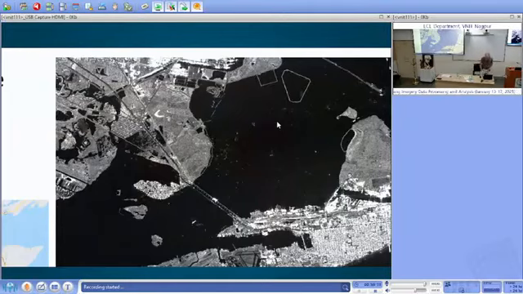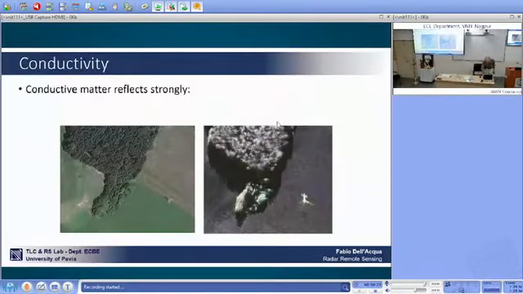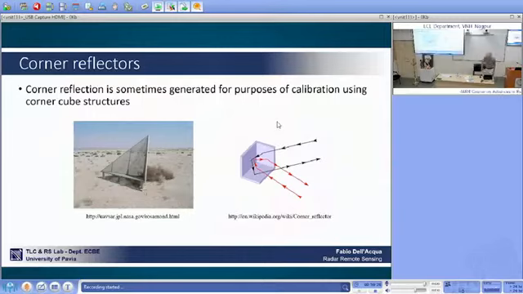Let me say one last thing, because I think this could be interesting. The trihedral reflection is sometimes caused on purpose with suitable structures like this, which are made of metal, for purposes of calibrating the sensing system.